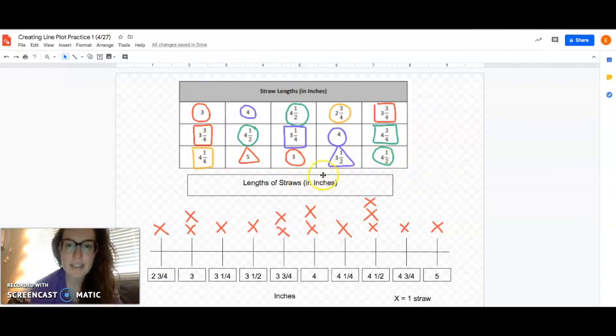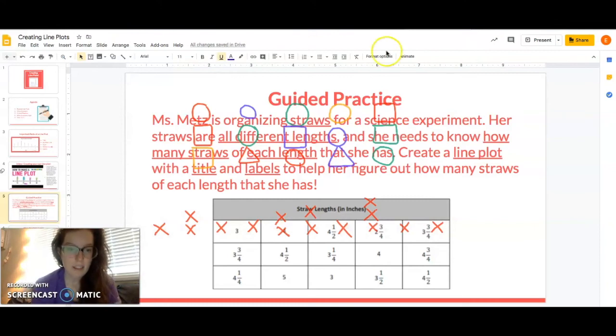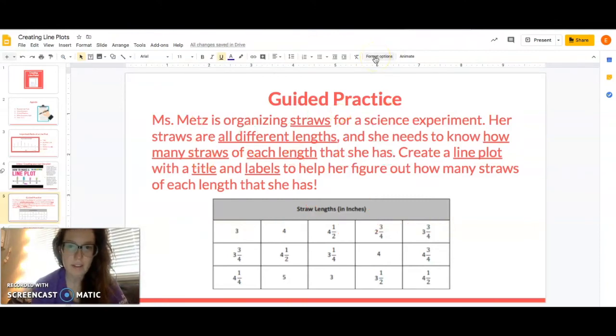Did I include that title? Yep. Do I have a number line? Yep. Do I have a scale? Yep. Do I have the values in X's or dots? Yep. And do I have my labels? I sure do.